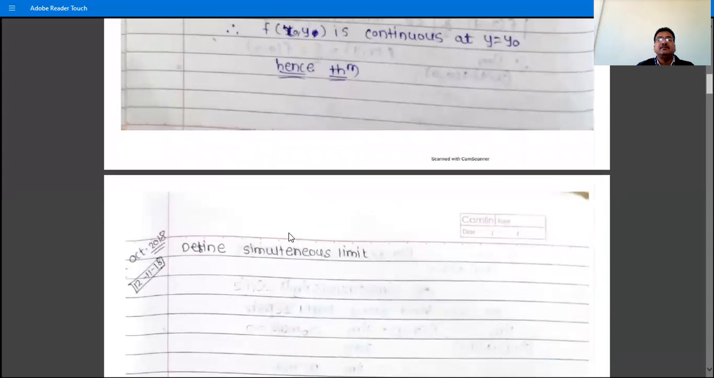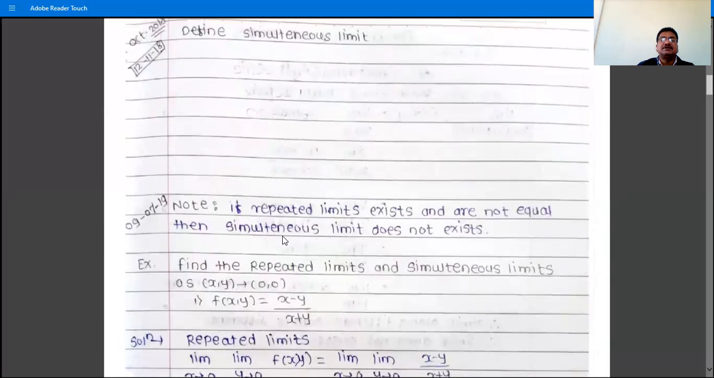So this is an important theorem. Define the simultaneous limit. That is the previous definition.